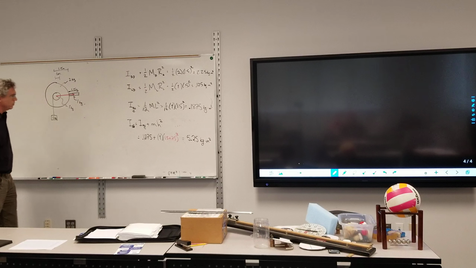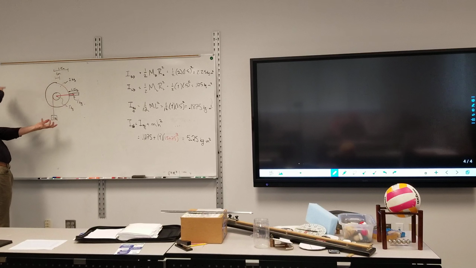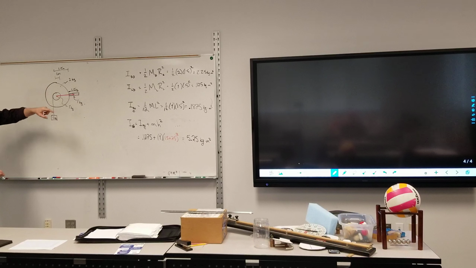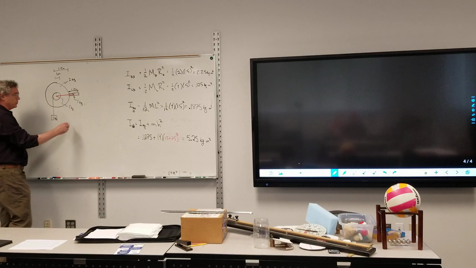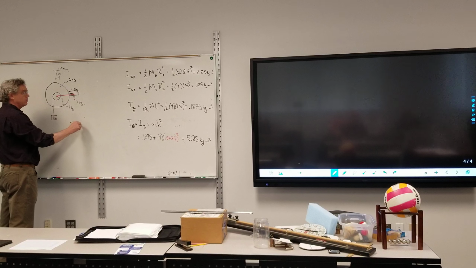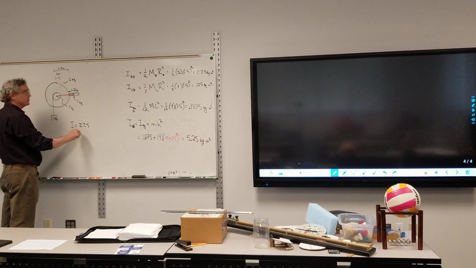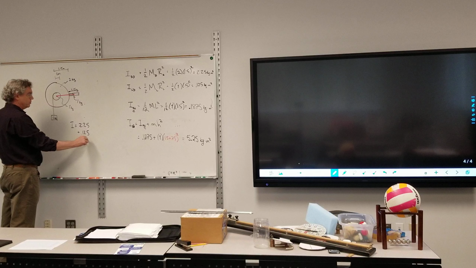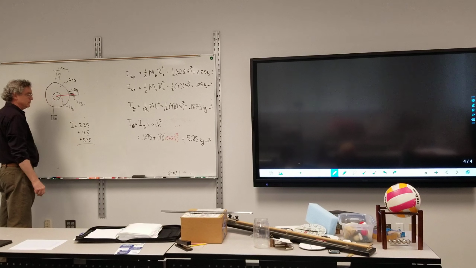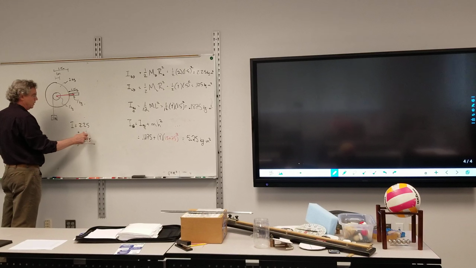So the total moment of inertia of this whole rotating thing is the sum of the small disc, the large disc, and the rod. So the total moment of inertia is 2.25 plus 0.125 plus 5.25. So 7.65.